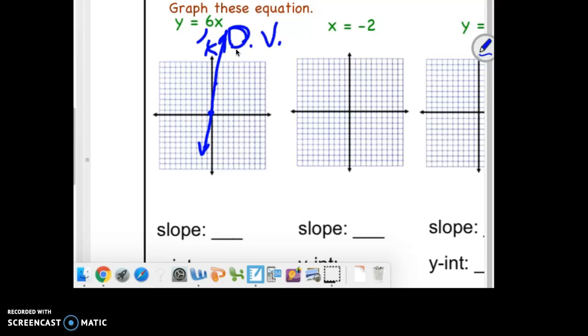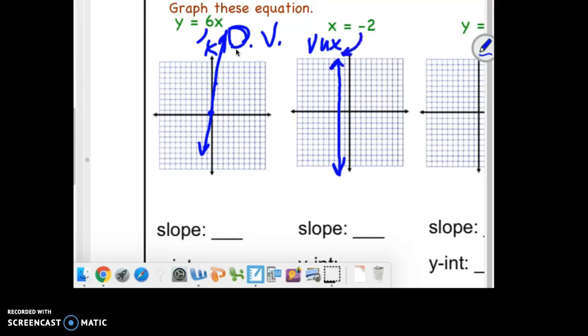This one, is it a hoi or is it a vux? Okay, so again, it's a vux. So remember, V stands for vertical. We're going to go through the x-axis, vertical, right here. So there's our x equals -2.